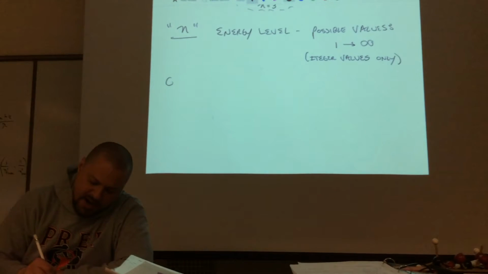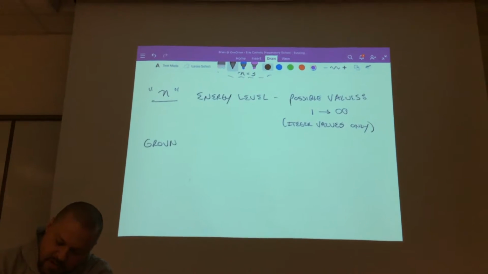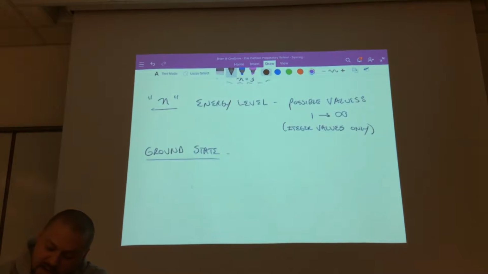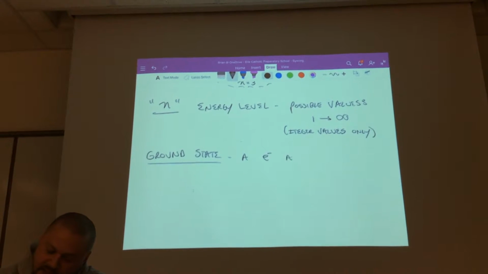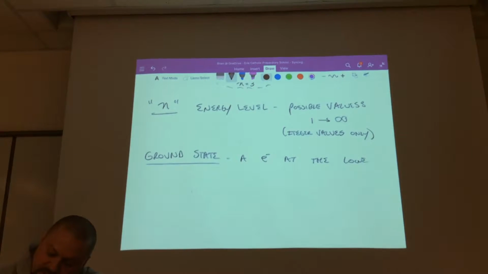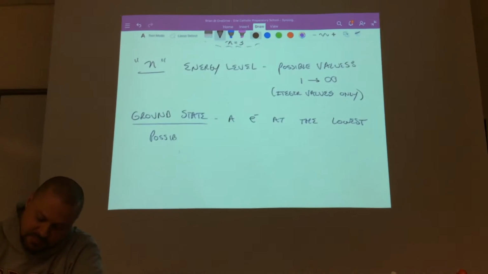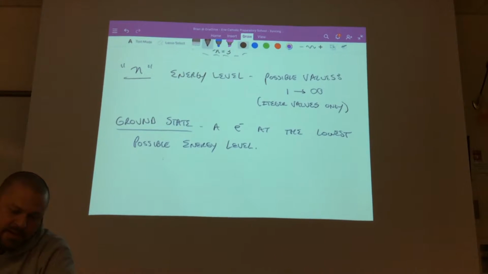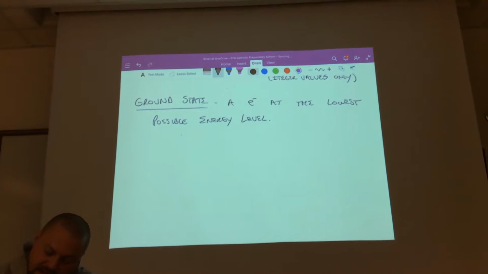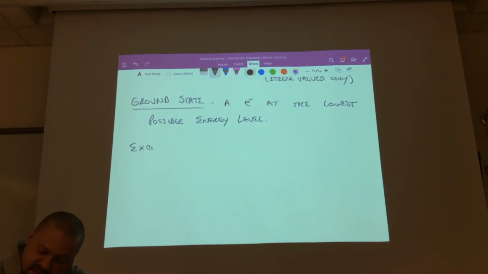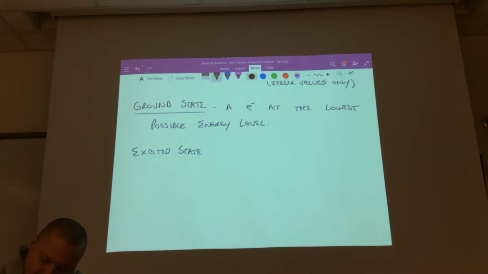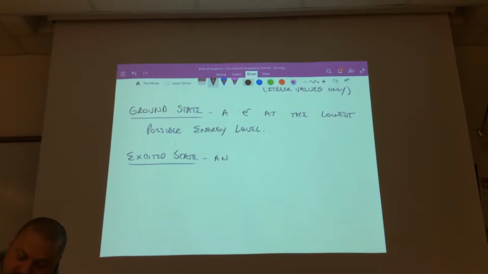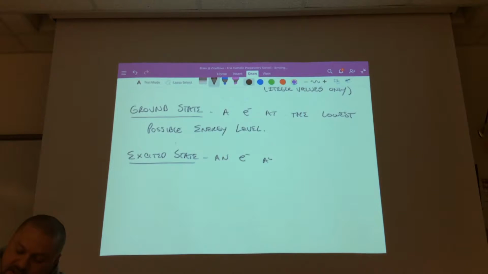So a couple terms I've been throwing around here. One was ground state. Ground, like getting in on the ground floor. Ground state. And that's an electron at the lowest possible energy level. And if it gets struck with EMR, electromagnetic radiation, it can be raised to an excited state. And so that is an electron at an energy level above ground state.